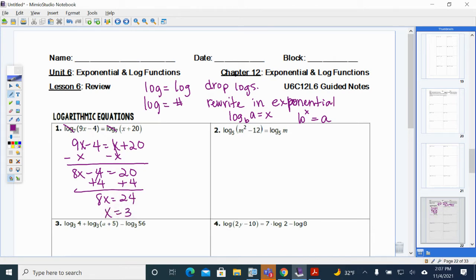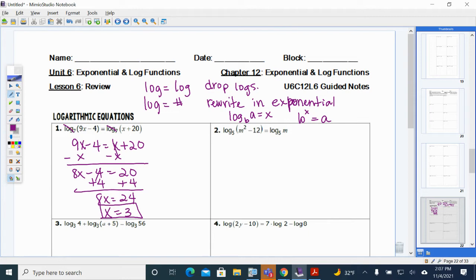Another thing that I would like to remind you of is that anytime you're using logs or there's a log involved in the problem, you have to make sure you check your solutions. To do that, plug the 3 back into the parentheses and make sure those parentheses do not turn into a 0 or a negative. So on the left side, 9 times 3 is 27, minus 4 is 23. I'm good. 3 plus 20 on the other side is also positive, so x equals 3 will work.